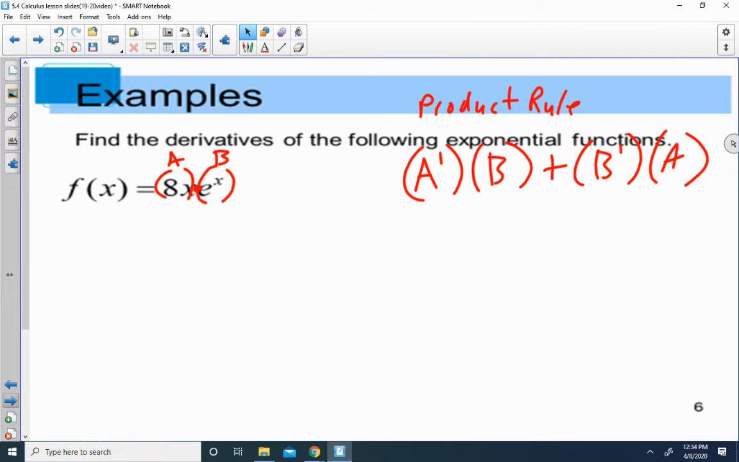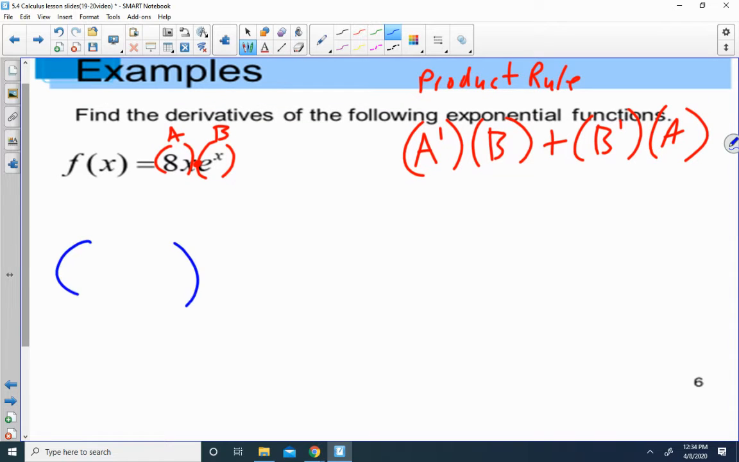You guys should probably memorize the product rule in your sleep. So now, let's use the product rule. Let's first do A prime, or in other words, do the derivative of A. Derivative of 8x is just going to be 8. And now, A prime times B, where the B is just e^x.